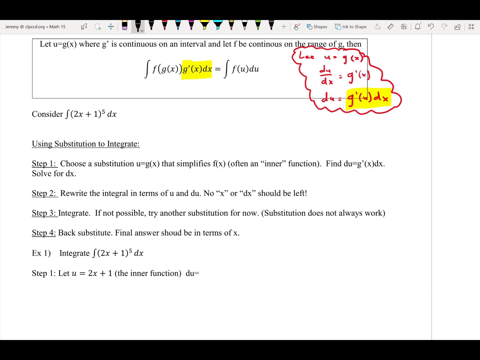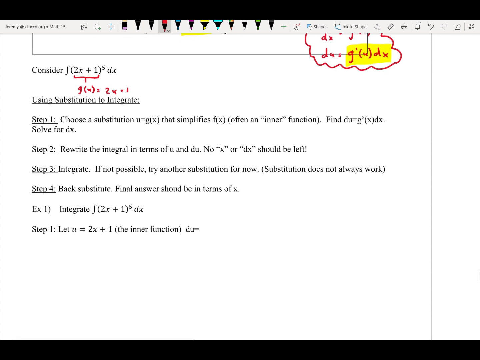So here is the integral of 2x plus 1, quantity raised to the 5th power, dx. This is an example where it's pretty clear we can see the inner function and the outer function. The inner function, which I'll call g of x, is 2x plus 1, and our outer function appears to be like x to the 5th. So let's look through a few steps to use substitution to integrate.